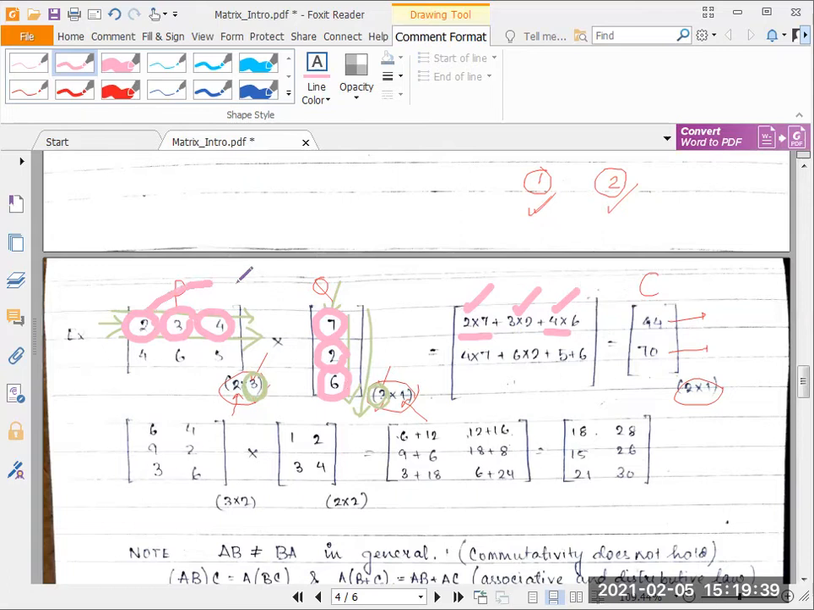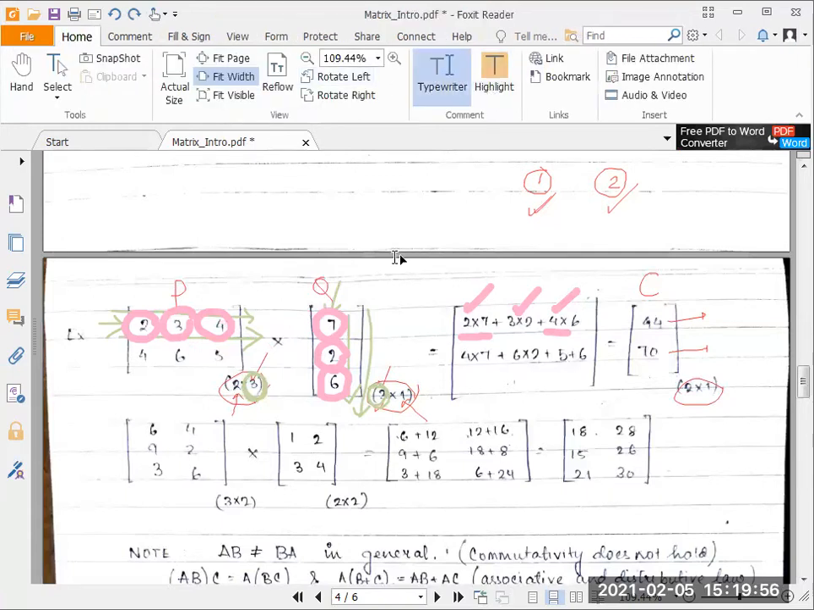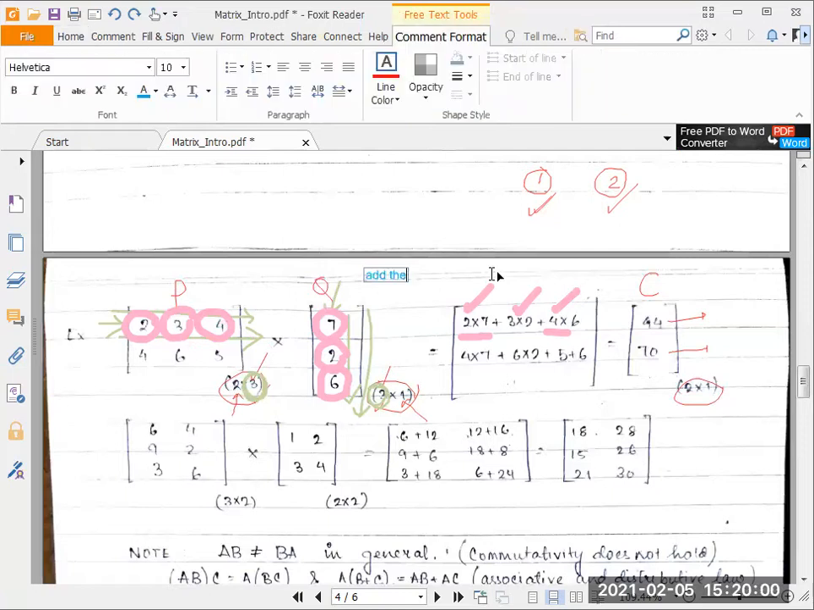So each pair, let's mark this as one pair, this as the next pair, and this is the third pair. Each pair has a product and we add the pairs. So essentially we add product pairs. Let me write that down if that's easy to remember. We'll be adding the product pairs.